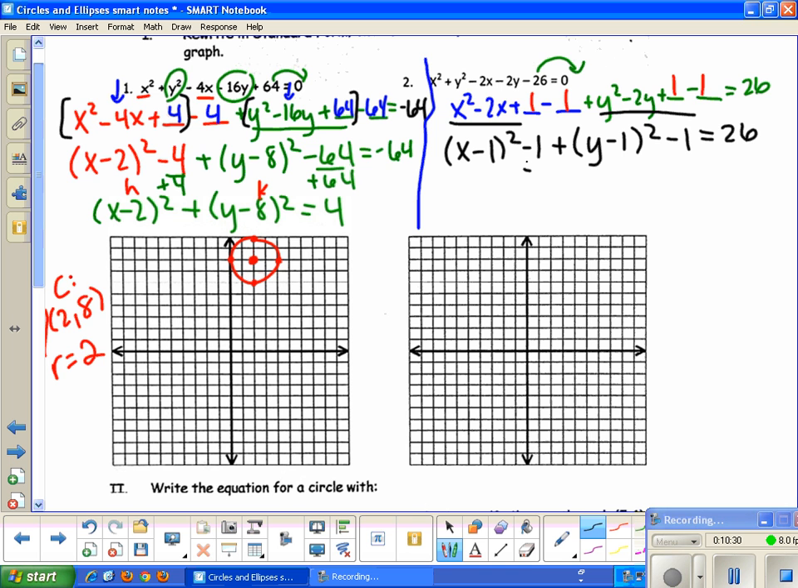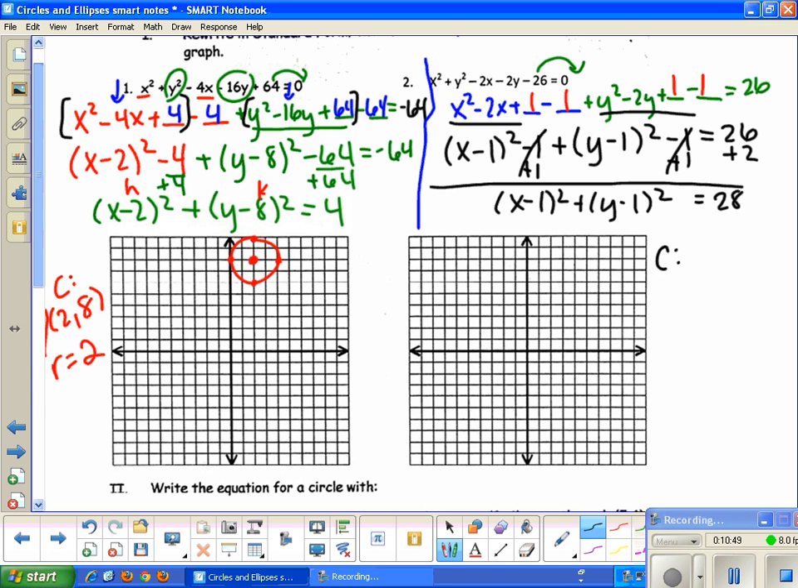And then, of course, don't forget you want to add the constants to the other side. So this is gone, and this is gone, and this gives us 28. So now we have x minus 1 squared plus y minus 1 squared equals 28. And then we can tell that the center of the circle is at 1, 1, and the radius is the square root of 28, which is really equal to 2 root 7, which is really equal to 5.3.